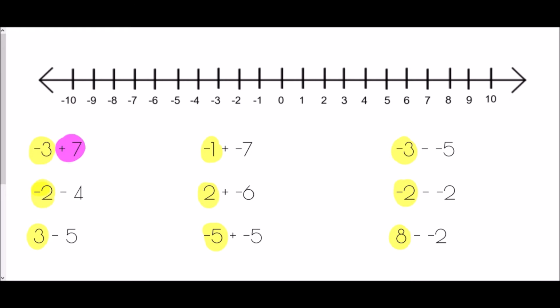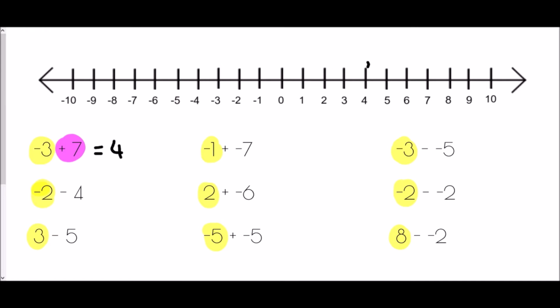Okay, so the first one, we're going to start at -3. We're going to begin here at -3, and it asks us to add 7. Now if we are adding, we are moving to the right. So we're adding on 7, so that will be 1, 2, 3, 4, 5, 6, 7. And the place that we've ended up is at 4. And so our answer to -3 plus 7 would be 4.